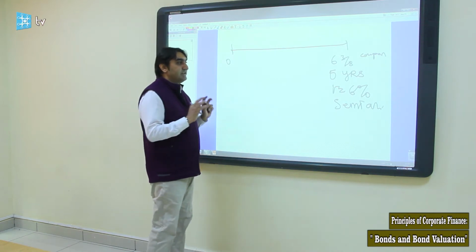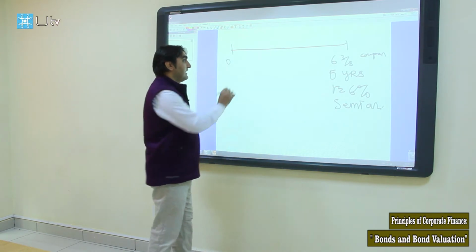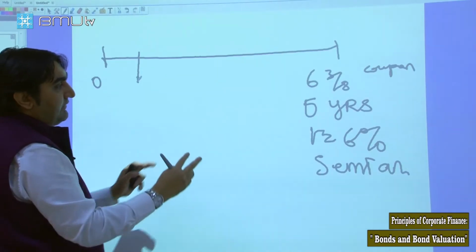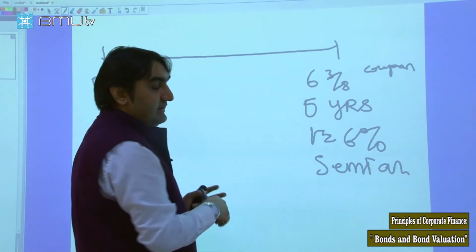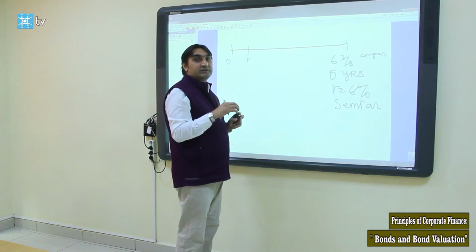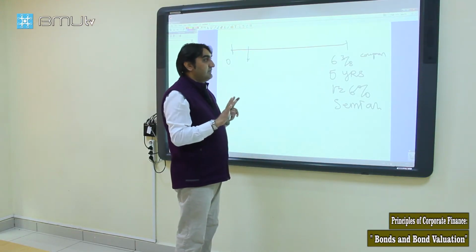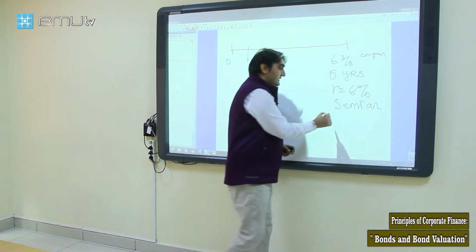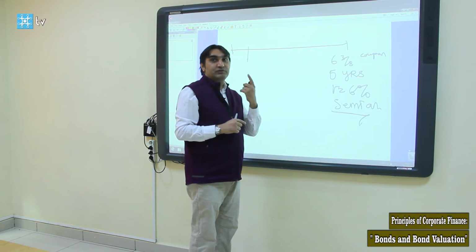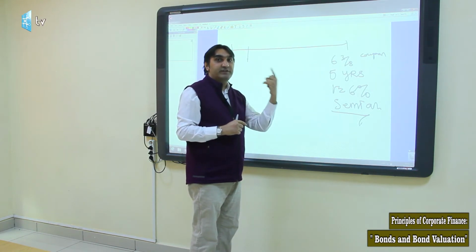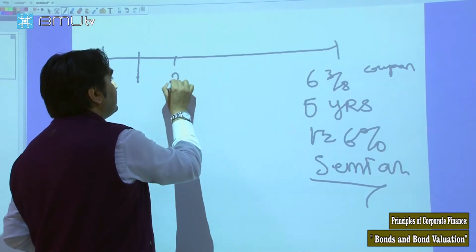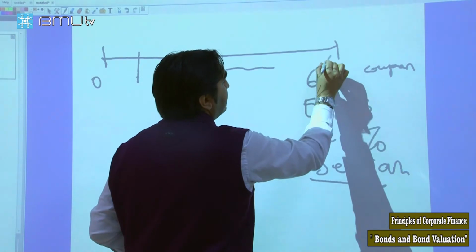The price of this bond is the present value of future cash flows. Starting from this date, we have 5 years, from the beginning of 2016 until the end of 2020. Since the coupon is paid semi-annually, we have 10 periods. We have 2 semi-annual periods in a year, so we have 10 semi-annual periods in 5 years.